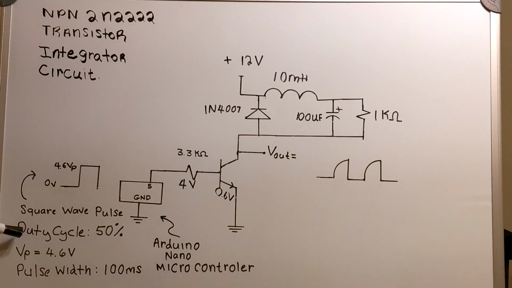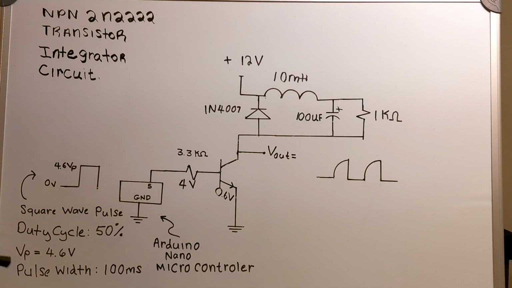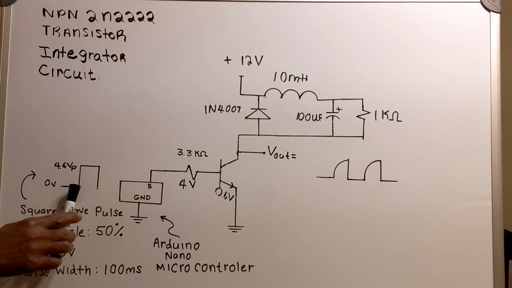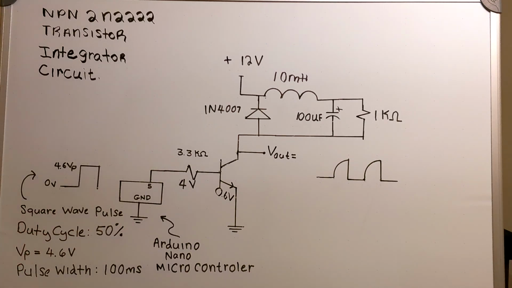And my pulse also has a duty cycle of 50% and a pulse width of 100 milliseconds. Now this 100 milliseconds means that from here to here is 100 milliseconds, and from here to here is also 100 milliseconds.